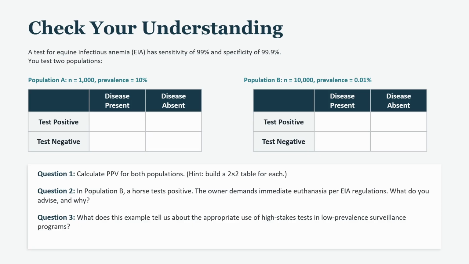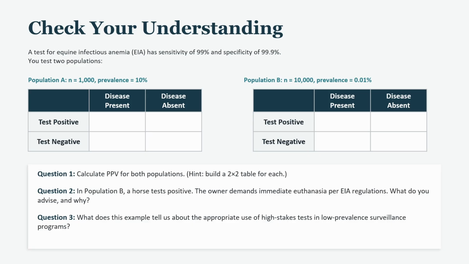9%. In routine surveillance at 0.01% prevalence, only about 1 in 11 positive results is a true positive. Even this extraordinarily accurate test, 99% sensitivity, 99.9% specificity, has a PPV of only 9% in a very low prevalence population. Question 2. You should strongly advise against immediate euthanasia based on a single positive result.